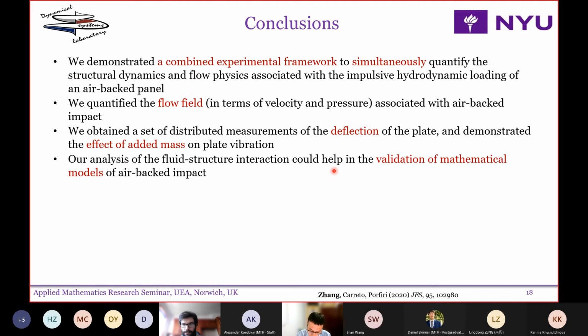This study shows, first of all, that our experimental technique can give us data that allow us to conduct the analysis of the fluid-structure interaction process. This could be critical for the development of mathematical models, because it gives us insight into what the physics looks like. It can also help us validate any mathematical model that we develop for the problem of air-backed impact. The mathematical modeling aspect of this phenomenon is going to be presented by my collaborator, Alain Boldini. So I'm going to hand this presentation to Alain now.